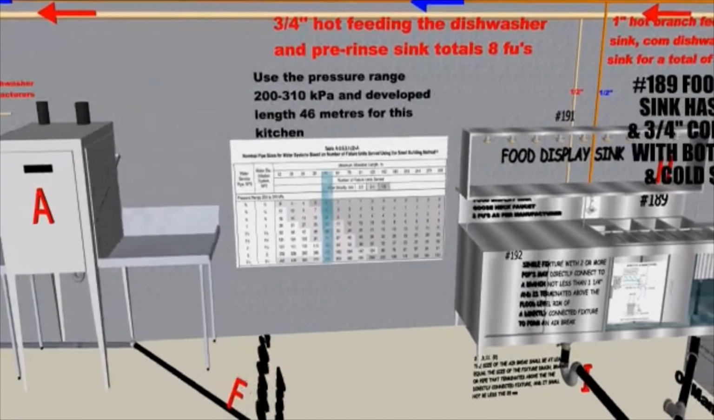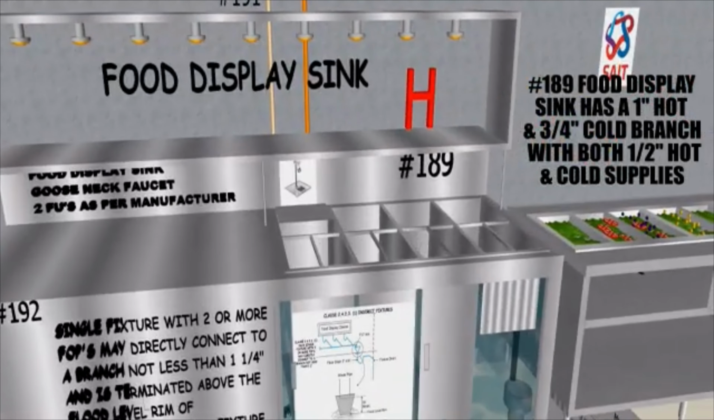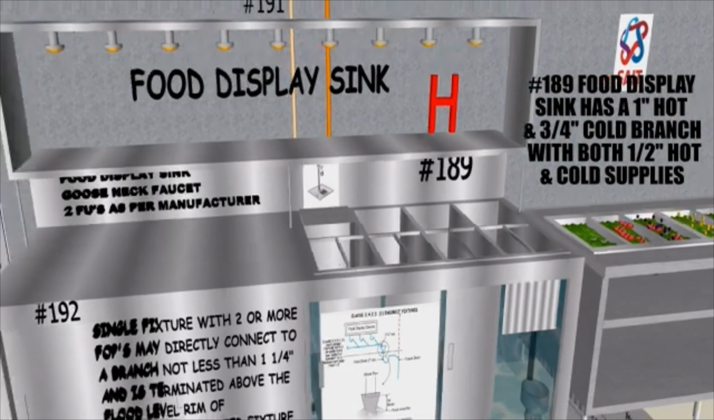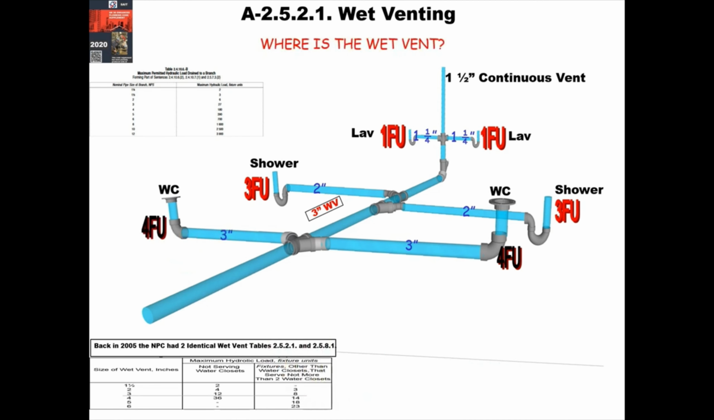Number 189. The food display sink faucet has a 1-inch hot and 3/4-inch cold branches feeding it. Each hot and cold supply line is 1/2 inch. Notice that the 2 showers were 2-headed showers that were 3 fixture units each. You can find that on table 2493.